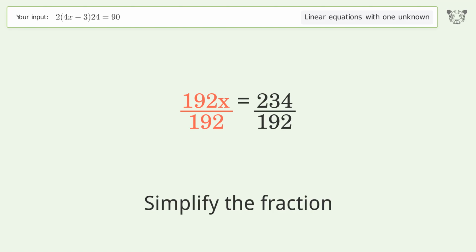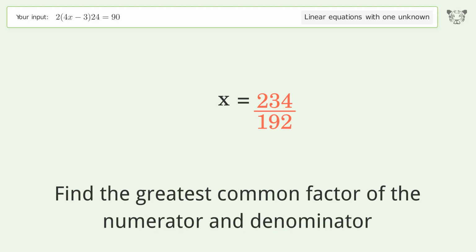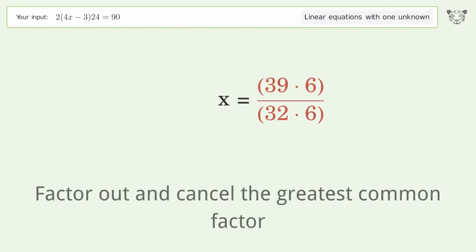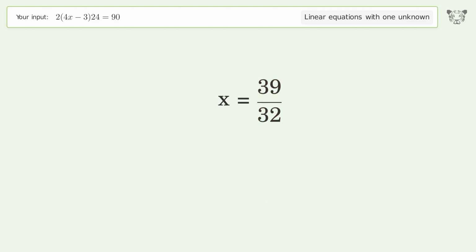Simplify the fraction. Find the greatest common factor of the numerator and denominator. Factor out and cancel the greatest common factor. And so the final result is x equals 39 over 32.